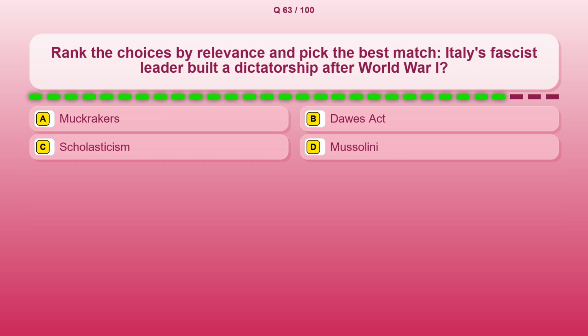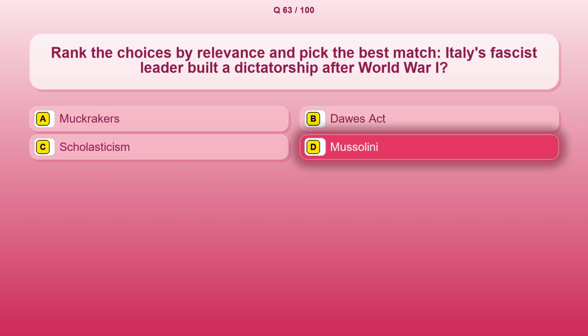Question 63. Rank the choices by relevance and pick the best match. Italy's fascist leader built a dictatorship after World War I. Option A, Muckrakers. Option B, Dawes Act. Option C, Scholasticism. Option D, Mussolini.